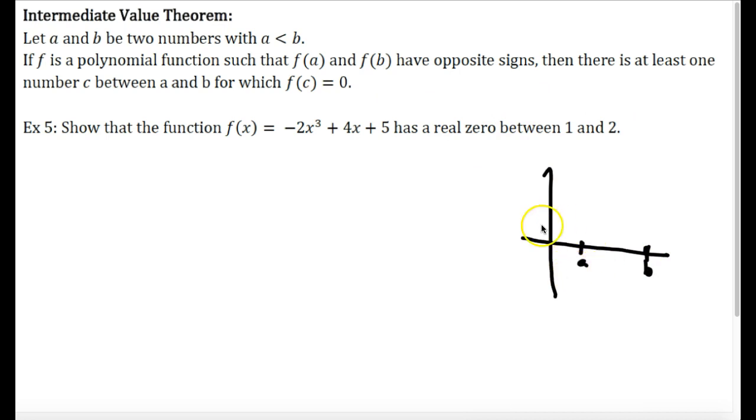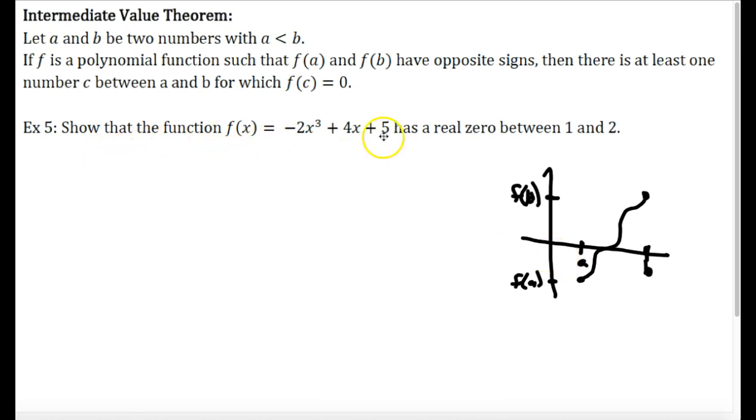If the y values have opposite signs, so if my f of A is down here, and then my f of B is up here, they have opposite signs, meaning one's positive and one's negative, then that means somewhere in between A and B, as long as this is a continuous function, somewhere, I don't know exactly where, this function could do a bunch of crazy things, but somewhere in between there, it'll have to cross the x-axis.